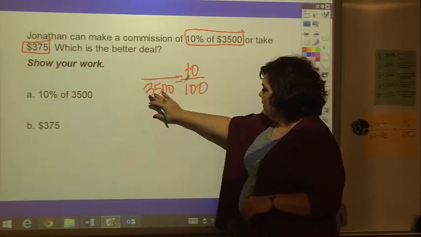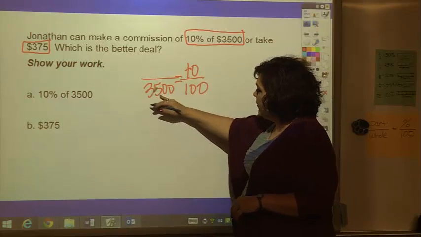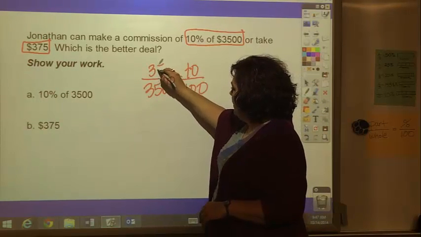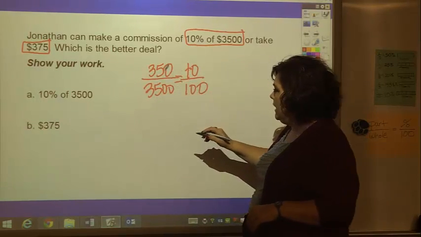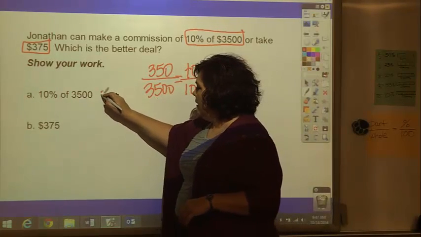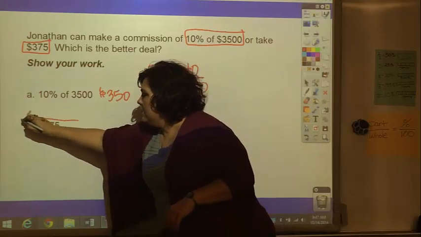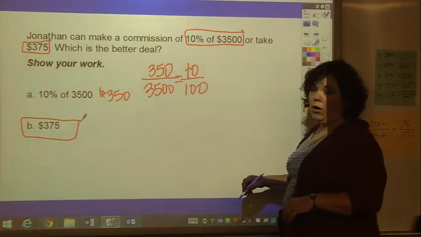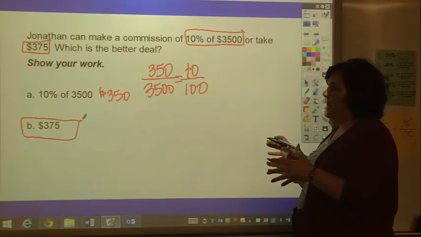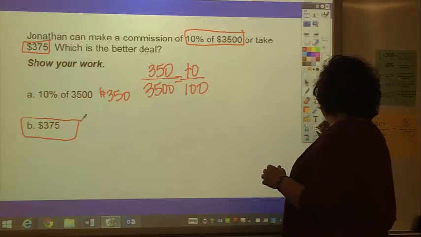This is times 100, times 35. Sorry, times 35 times 35 would be 350. So 10% of 3,500 is 350. So 375 would be more. It would be a better deal. Commission is the amount that's paid on sales that's a part of a person's wages.